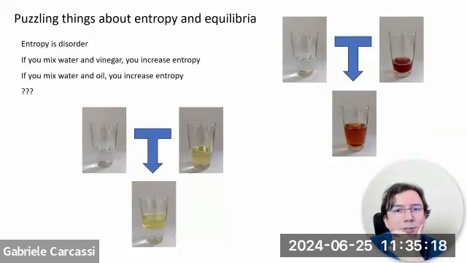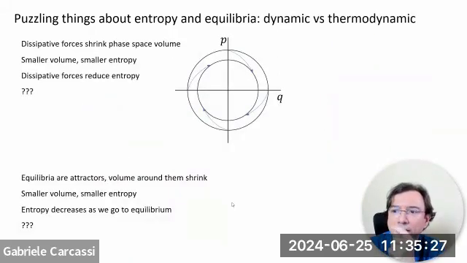So probably disorder is not a very good and intuitive characterization for entropy, and doesn't quite work. Another thing that we talk about is equilibria, where there's a general sense that there are two types of equilibria, dynamic and thermodynamic, and they don't seem to quite work in the same way.